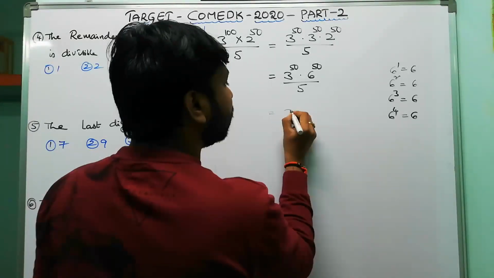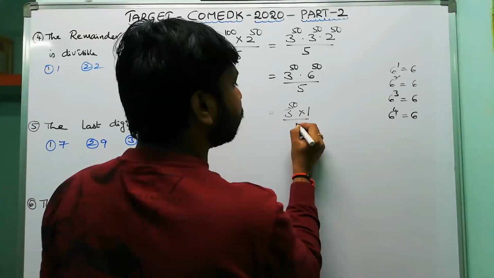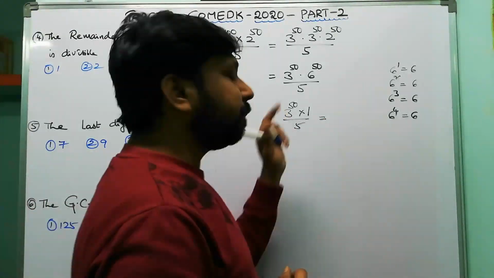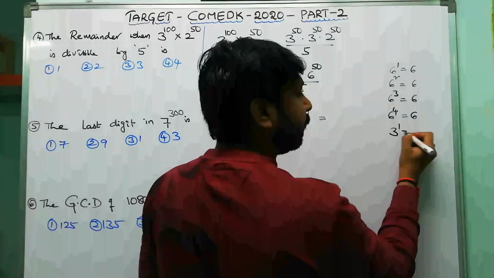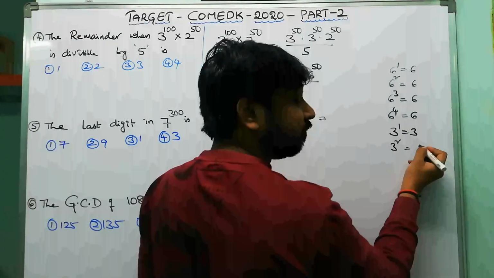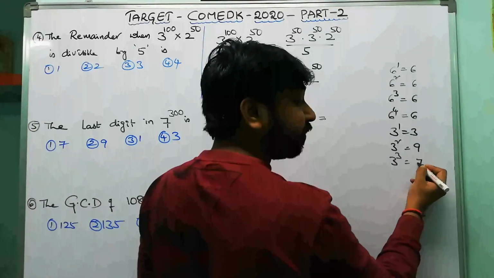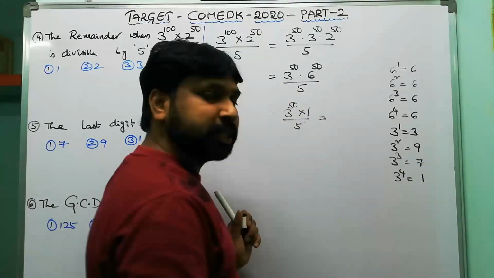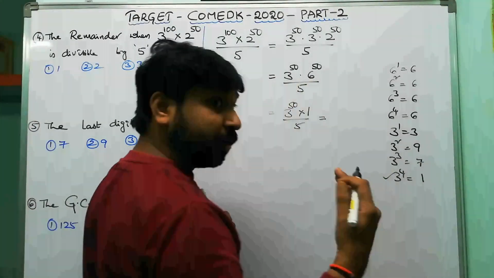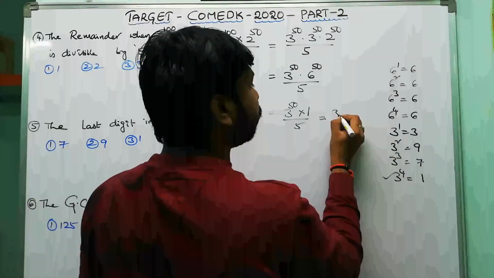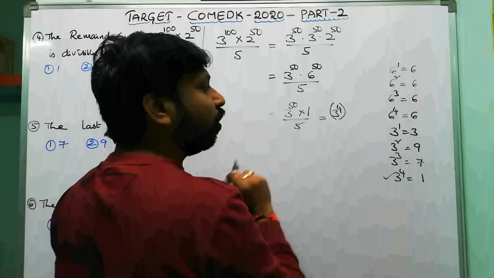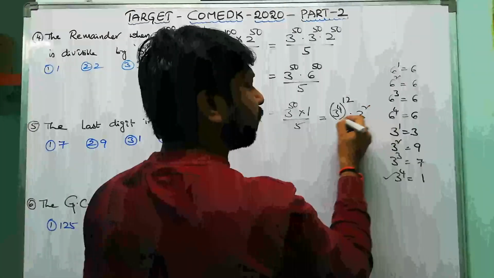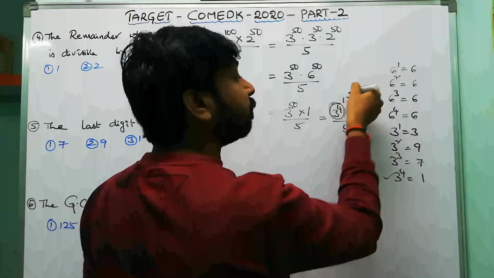So that's 3^50 × 1 / 5. This is nothing but 3^50. Now 3 power analysis: 3^1 = 3. 3^2 = 9. 3^3 = 27, units place 7. 3^4 = 81, units place is 1. So I want to choose this part, because 1 to any power gives 1. So 3^50 is written as (3^4)^12 × 3^2. 4 twelves are 48, then 3^2 remains, divided by 5. (3^4)^12 gives 1, since 1 to any power gives 1.